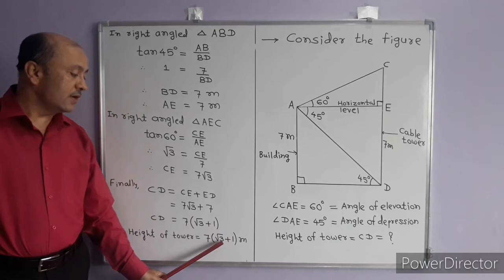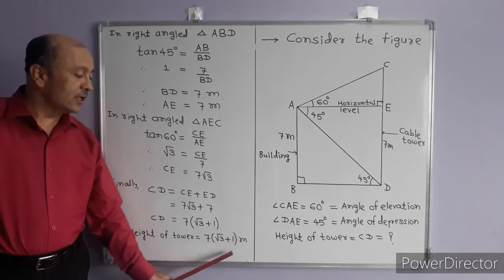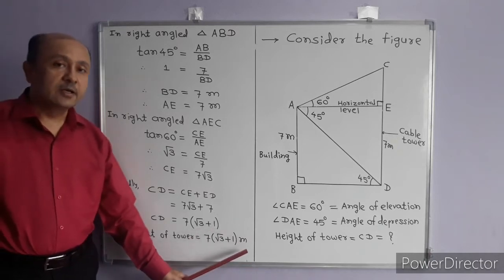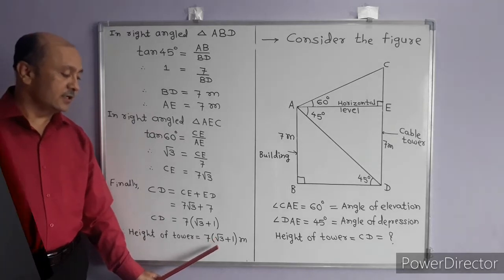Say for example, if the value of root 3 is given, then we will put that value and calculate, and the answer will come in meter. But here the value of root 3 is not given, so this will be the final answer here.